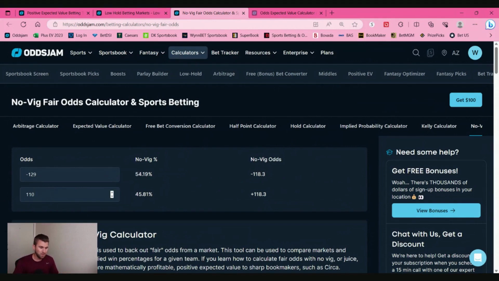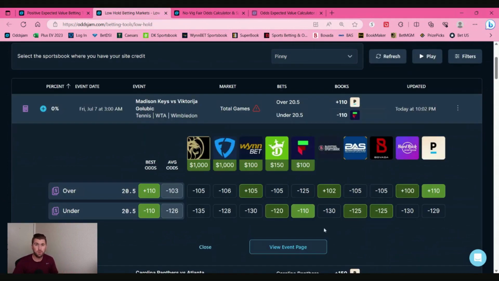So in this case, because we see value on the minus 129, we know that the no-vig fair odds is 54.19%. And the actual fair odds should be minus 118. So when you're on the low holds page, we want to make sure for this favorite that we're getting odds better than minus 118. That means minus 115, minus 110, minus 105, plus 105, plus 115. You get the idea. That's what we need, right? If the no-vig fair odds was minus 118 and we could get this play at minus 120, that's not a positive expected value bet. There is no edge. You do not want to make that wager. So because we know that the no-vig fair odds is minus 118, Fliff is giving this to us at minus 110. So there's positive expected value, right?